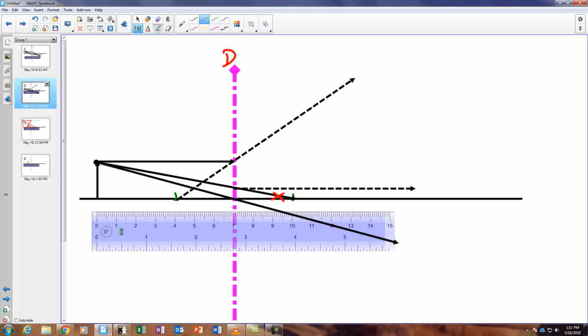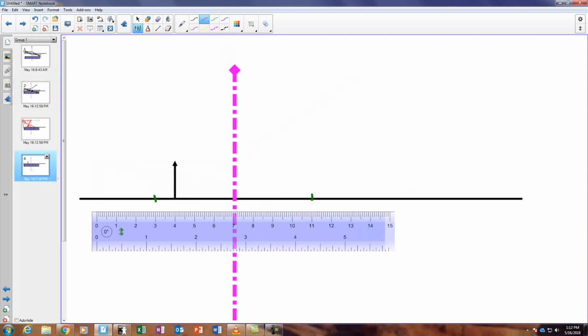Now if we try to backtrack this dotted line, let's see if I can grab the right one. There we go. If I backtrack that, we'll notice that all three of the lines meet right there. And there's my new object, or my image. It's smaller, but it is close, and it's closer to the lens. And that's what a diverging lens does to us.